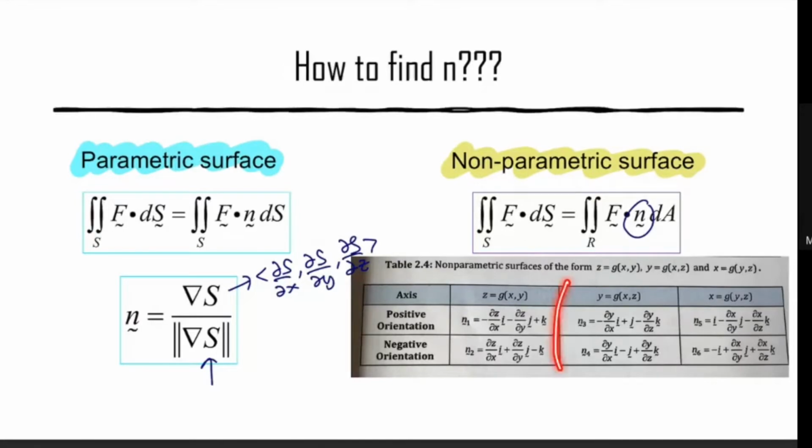This column refers to when you see the equation in the form of y equal to something in x and z. For example, this one, z equal to 16 minus x squared minus y squared. This one, y equal to 2 minus z squared plus 2 minus z. Here, x equal to y squared plus z squared.